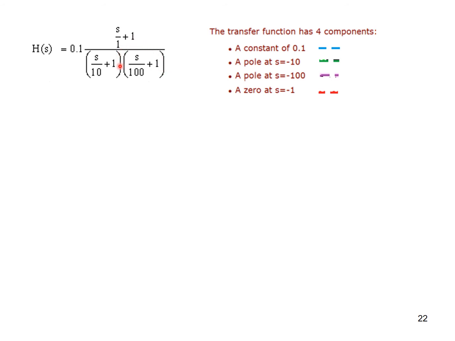The second pole is at, if we equate this equal to 0, that means s is equal to 100 or minus 100. So the corner frequency for this one is at 100, and we'll represent this with the magenta line. And now we're coming on to the numerator, which is a 0. So if this is equal to 0, that means s is equal to minus 1 or 1. So now because it is a 0, its slope will go up, and we represent this by the red line.